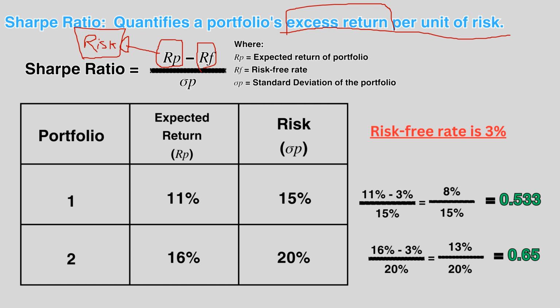And then we're going to divide that excess return by the risk down here, or the standard deviation of the portfolio. The standard deviation can be known as the risk, and that's how we get the excess return per unit of risk. So let's do this with an example now.